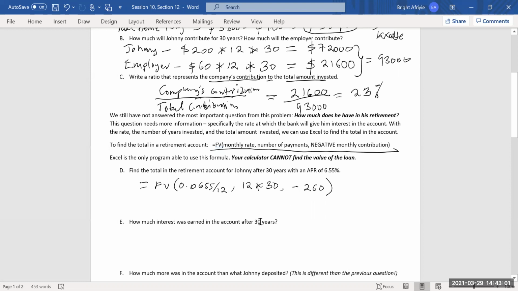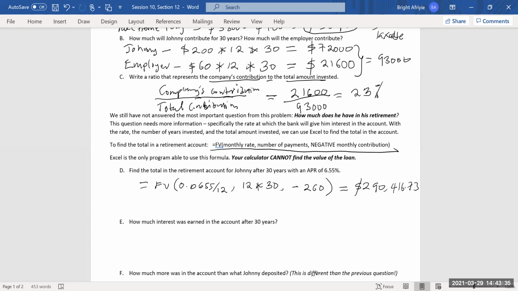Okay, so would you want me to do that? Okay, so let's see. Now, if you put this function in Excel correctly as it is, Excel should generate how much will be in the account over the period. And Excel will generate 290,416.73. Okay, is that right?